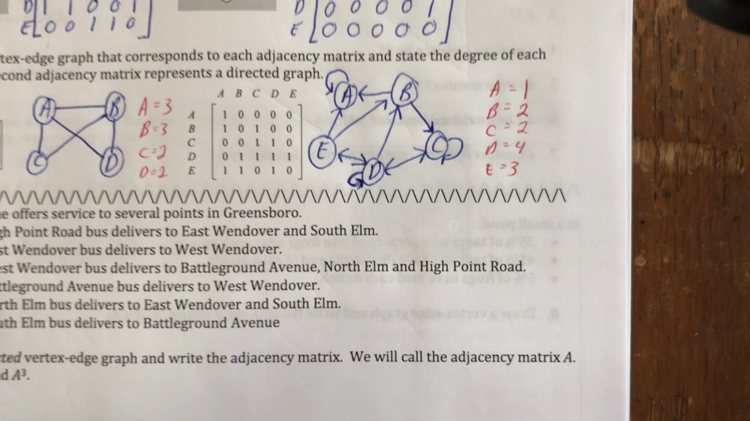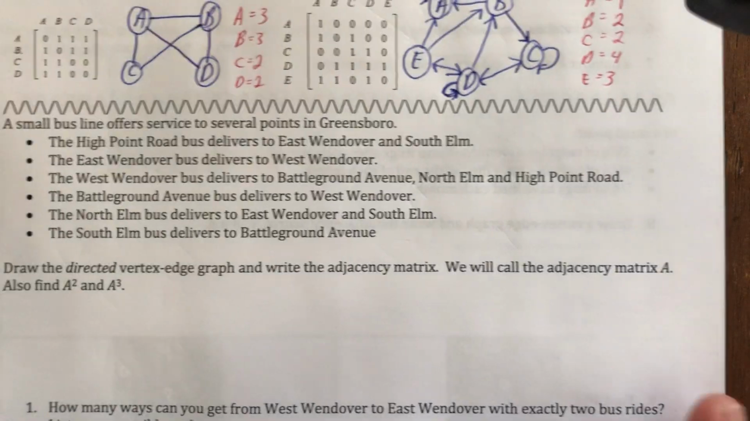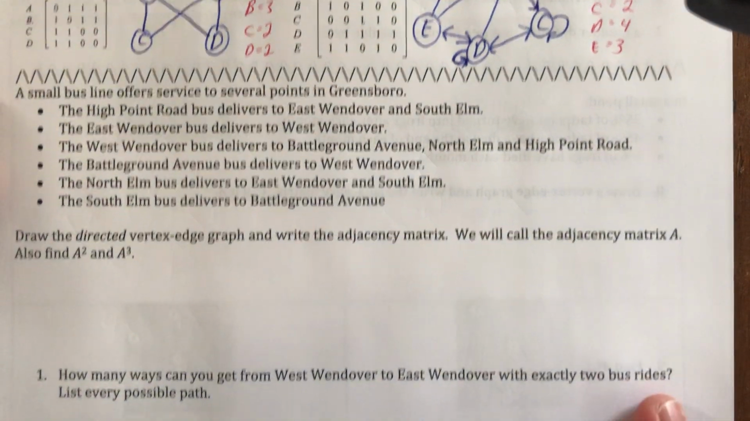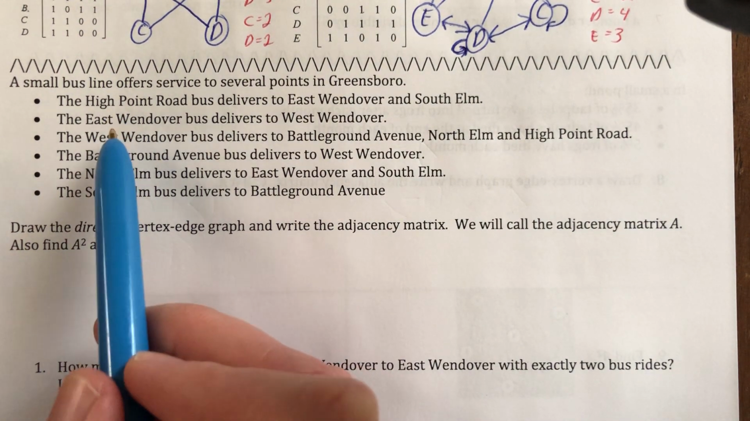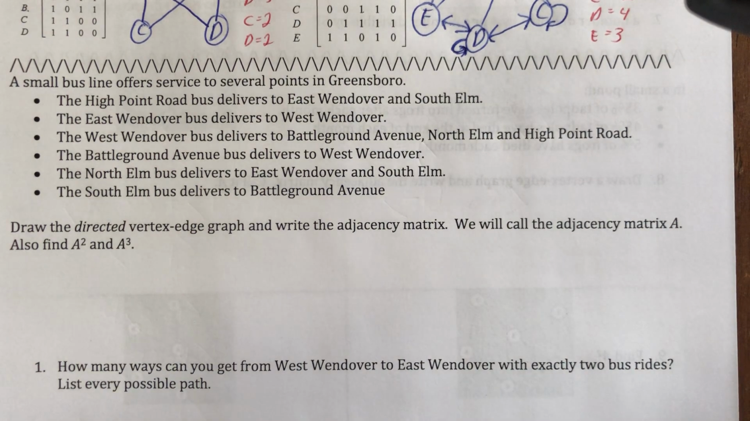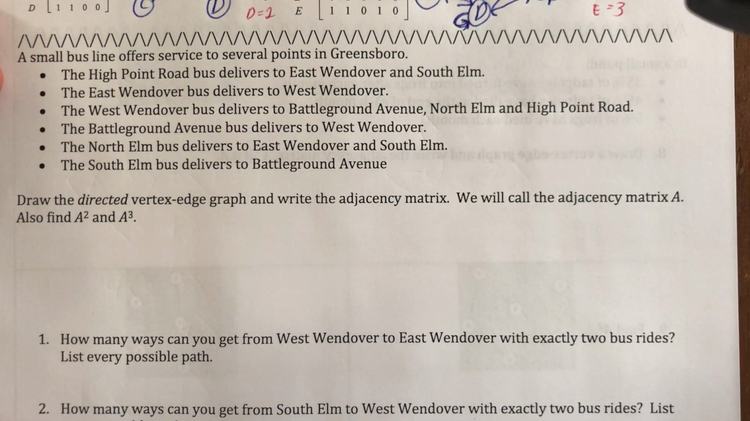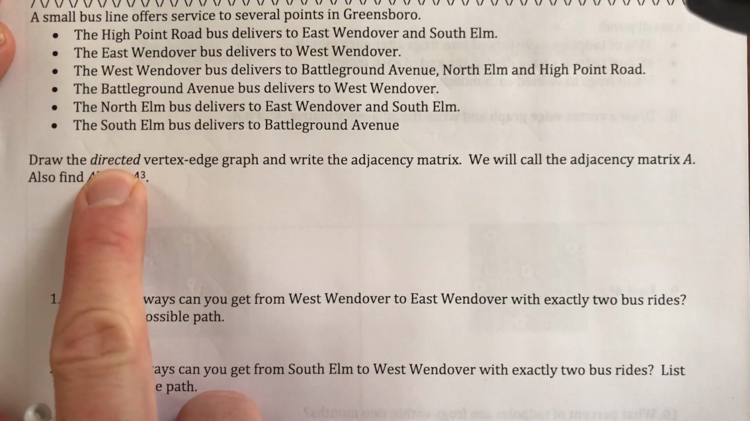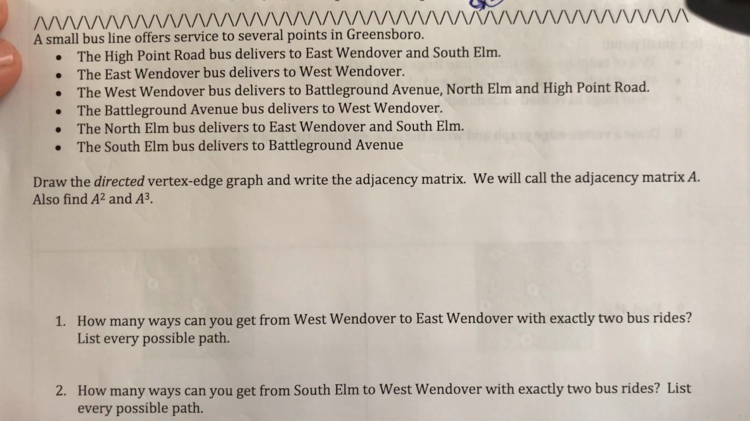All right, let's proceed. We are going to deal with adjacency matrices in the most practical way possible. We have a small bus line. We offer service to several points in Greensboro: High Point Road, East Wendover, West Wendover, Battleground, North Elm, South Elm. It's going to be fun. Let's keep going. This is going to be directed. Draw the directed vertex edge graph and write the adjacency matrix. We'll call the adjacency matrix A. We're going to find A squared and A to the third and then answer some questions. This one's going to be very involved, so hunker down.